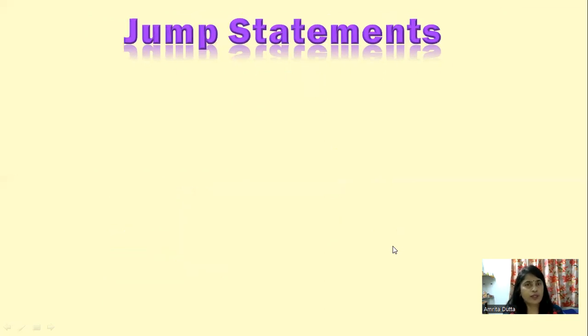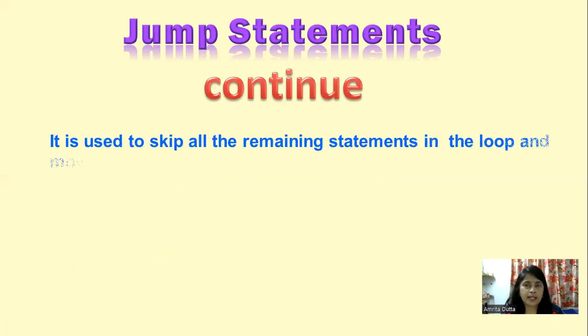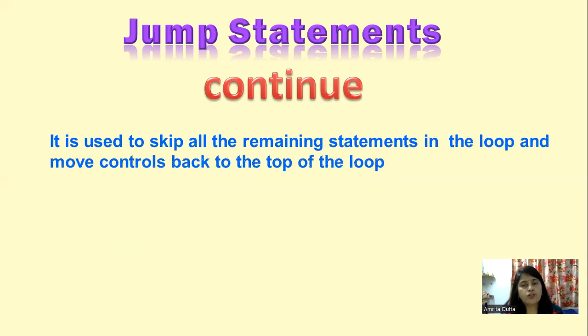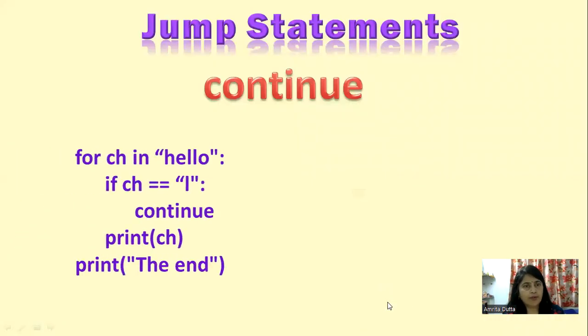Now, let us focus on the next jump statement, that is continue. What is continue? Again, it is used to skip all the remaining statements in the loop and move control back to the top of the loop. Now, what does it mean? As we can see in the example of continue, I have used the same example as break so that you can understand the difference between break and continue.